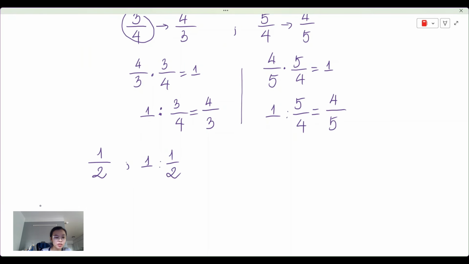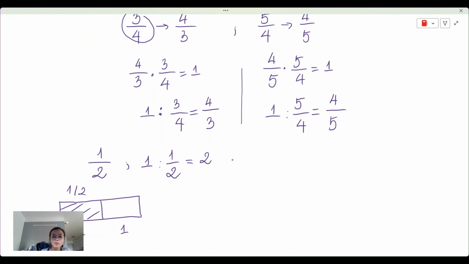How many of 1/2 fit into 1? Let me draw a rectangle. A rectangle is a whole. And 1/2 here. The question is how many of 1/2 fit into 1? So we have 1/2 here and another 1/2. So we have 2 of 1/2 that fit into 1. So the answer here is 2. Okay, does it make sense?